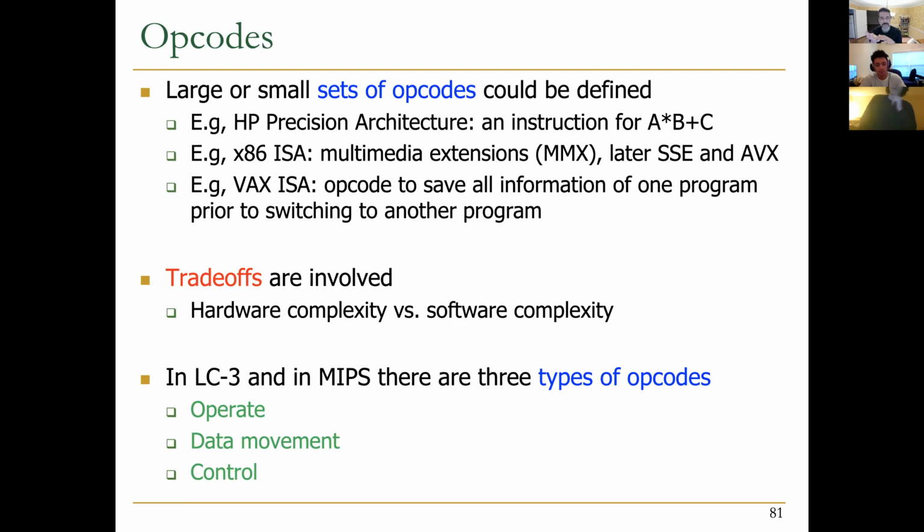In LC3 and MIPS, there are three particular types of opcode. And we had some examples from each type before. We have operate, like add, and so on. We had data movement, and we had control, like jump. So at the general level, we have these three different types of opcodes.